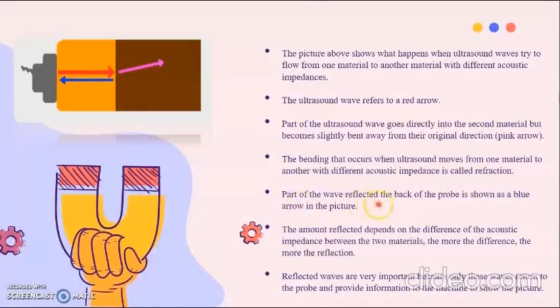Part of the wave is reflected back to the probe, shown as a blue arrow in the picture. The amount reflected depends on the difference of the acoustic impedance between the two materials. The more the difference, the more the reflection.